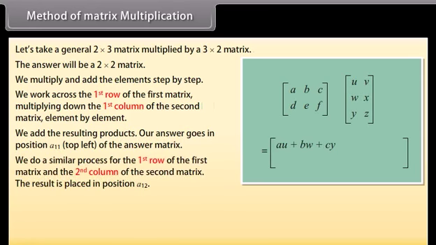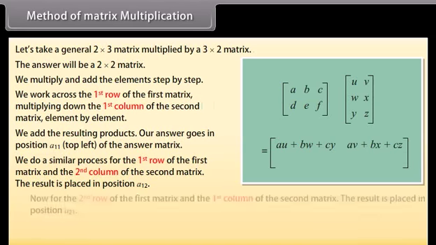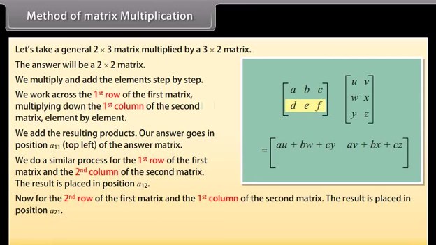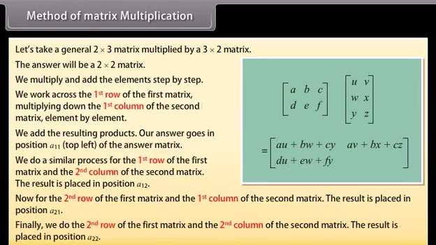We do a similar process for the first row of the first matrix and the second column of the second matrix. The result is placed in position A 1 2. Now for the second row of the first matrix and the first column of the second matrix, the result is placed in position A 2 1. Finally, we do the second row of the first matrix and the second column of the second matrix. The result is placed in position A 2 2.